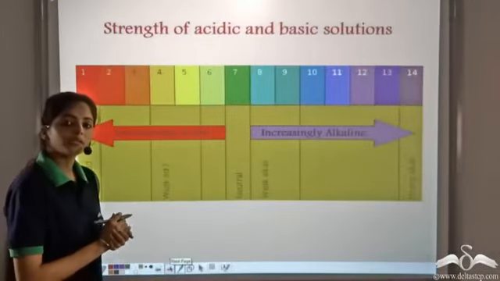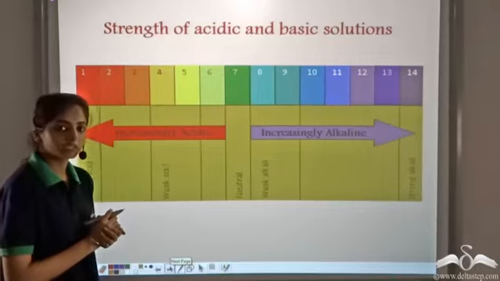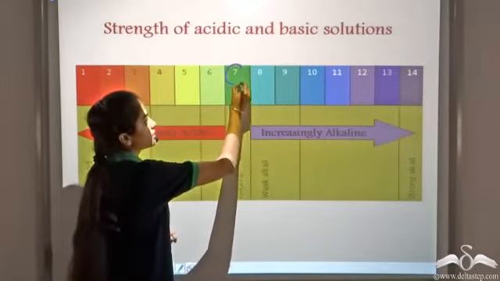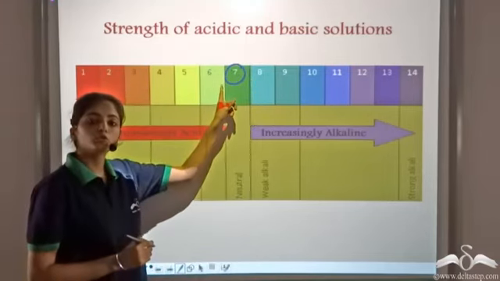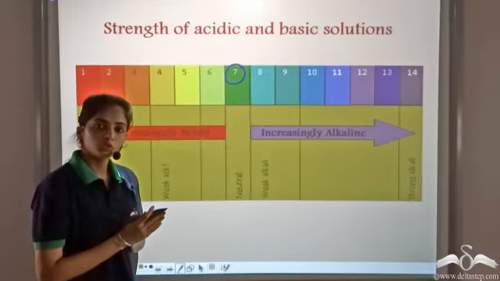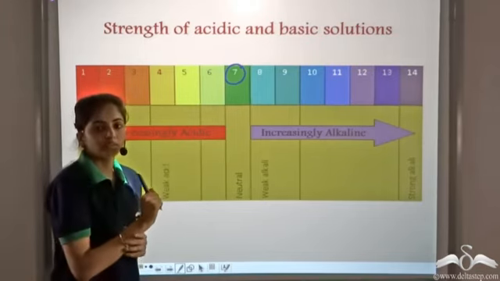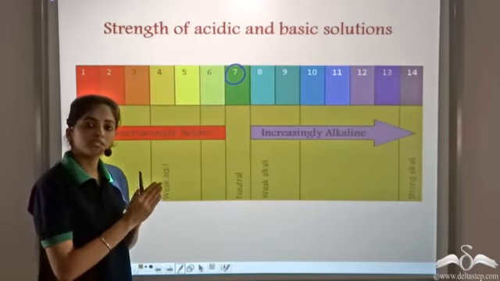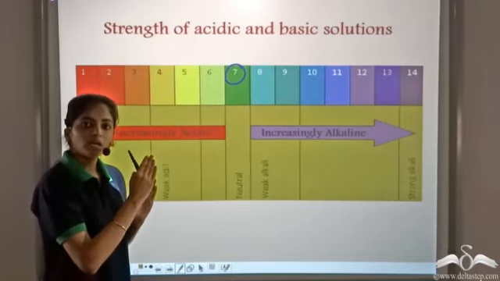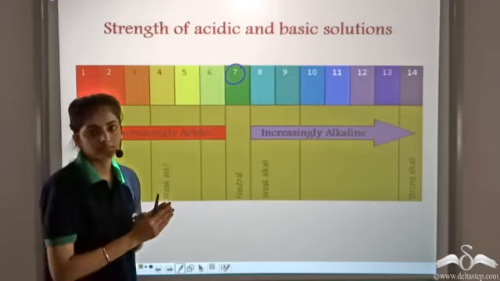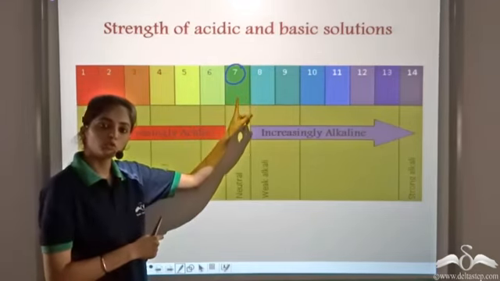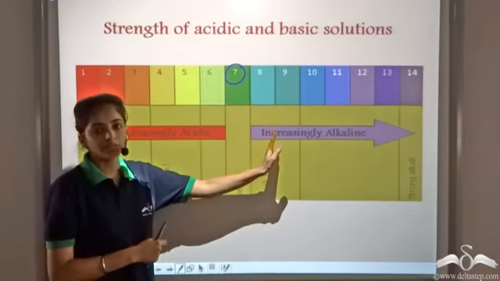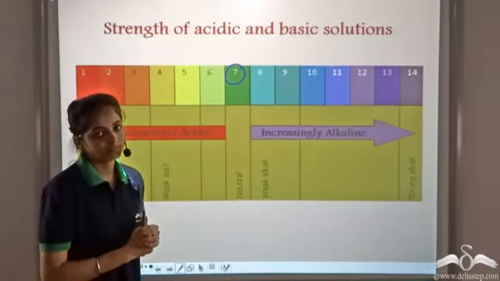So we can prepare a table using these pH values. A pH of 7 is considered to be neutral. Pure water is neutral, so it has a pH of 7. Below 7, the solutions or substances are considered to be acidic, and above 7 they are basic. So 7 is neutral, below 7 it is acidic, and above 7 it is alkaline or basic.